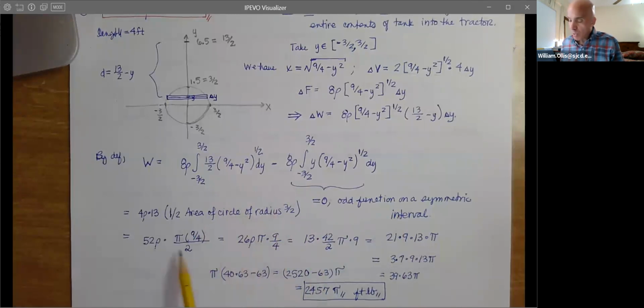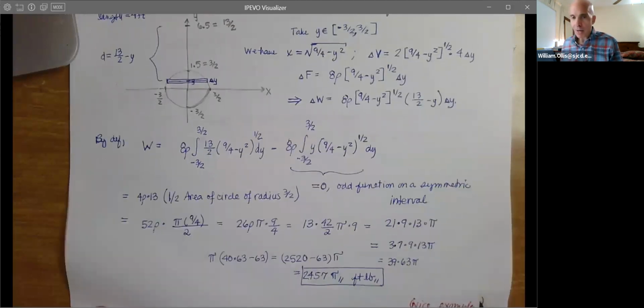So basically, we have 26 rho pi times 9/4. And then if you like, you can clean this up and add the actual weight density, which is 42, and get this. Now, when I did my symbolic computation, I got to here and I thought, well, this is unfortunate. So what I did is I just wrote 39 as 40 minus 1. So this would be 40 times 63 minus 63, which will give you these simple numbers. And we get an exact calculation of 2,457 pi foot-pounds. So I put at the very bottom, nice example.